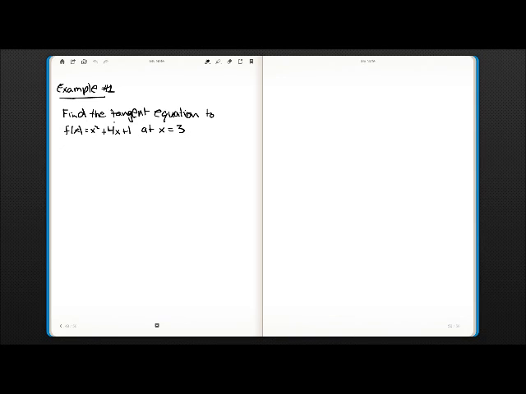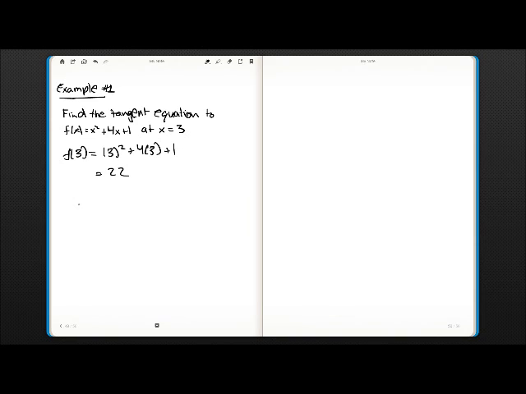So this is our first example. Find the tangent equation to the function f of x equals x squared plus 4x plus 1 at x equals 3. So the first thing we want is f at 3. f at 3 equals 3 squared plus 4 times 3 plus 1, which is 9 plus 12 plus 1, that's 22.